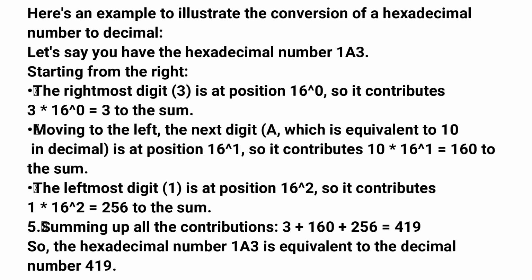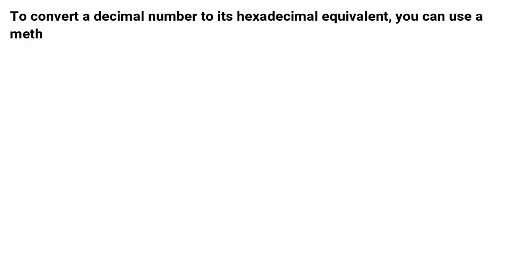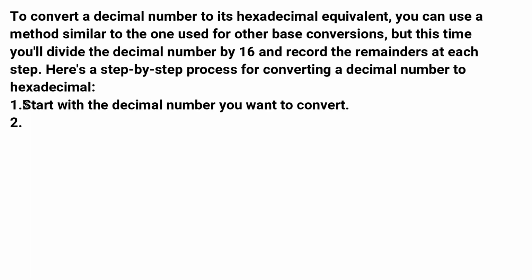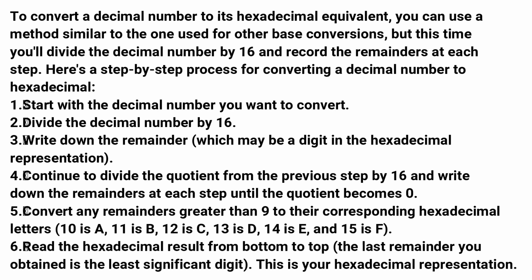In general, you can use this method to convert any hexadecimal number to its decimal representation by evaluating the value of each digit in its respective position and summing them up. Decimal to hexadecimal conversion. To convert a decimal number to its hexadecimal equivalent, you can use a method similar to the one used for other base conversions, but this time you'll divide the decimal number by 16 and record the remainders at each step. Here's a step-by-step process for converting a decimal number to hexadecimal.